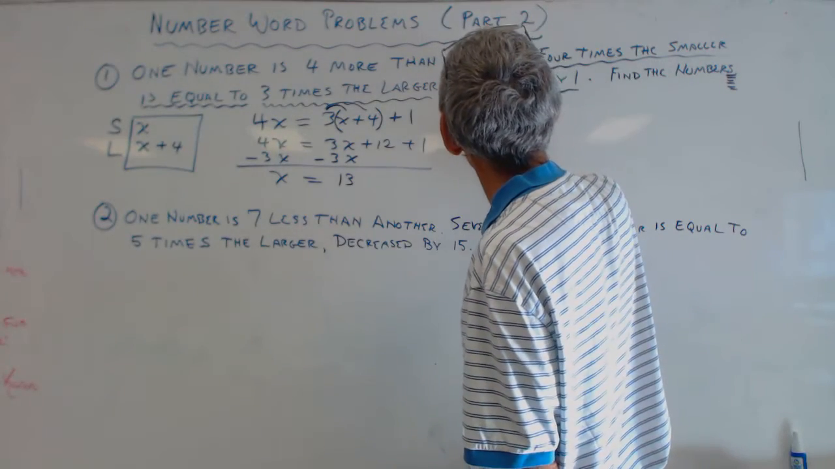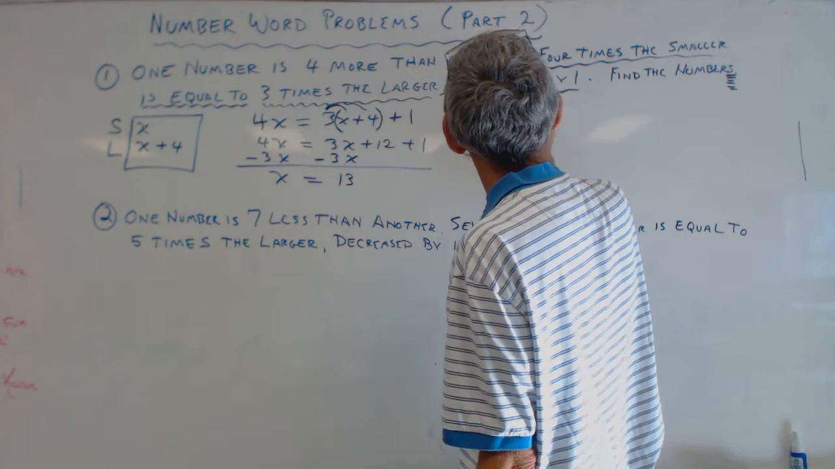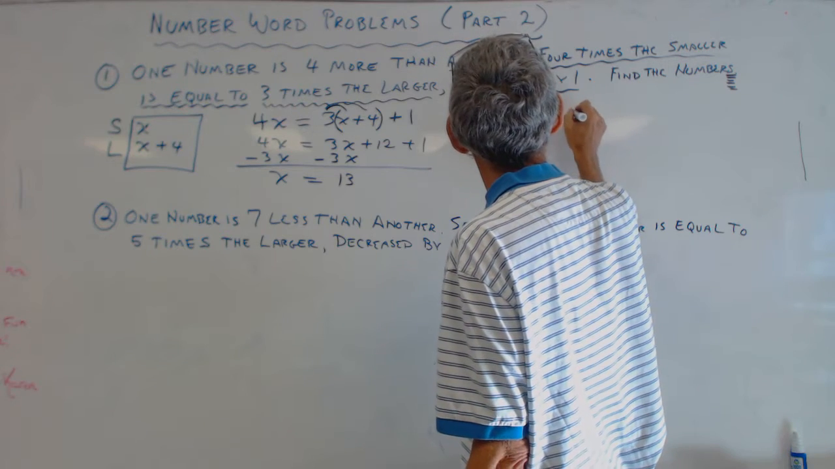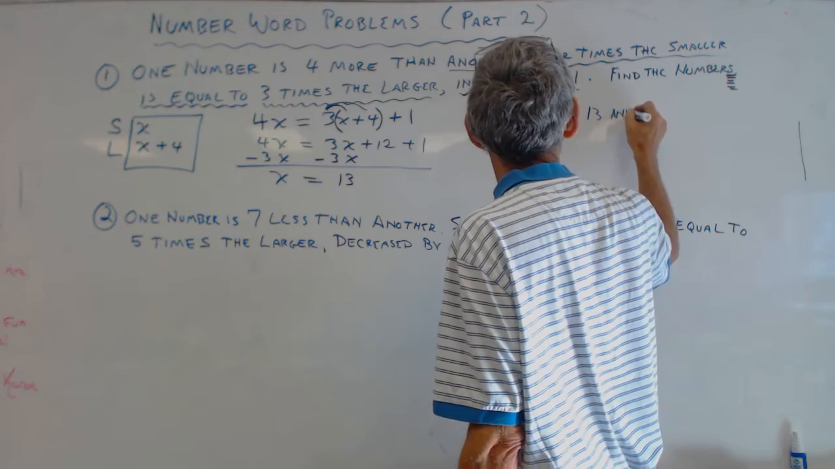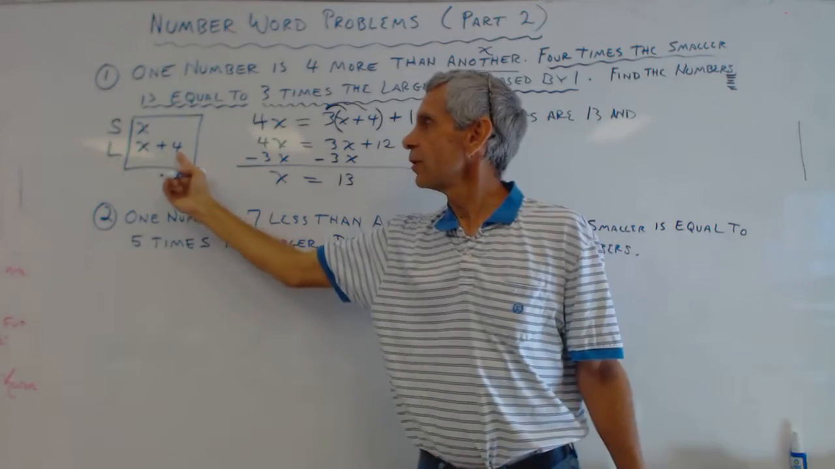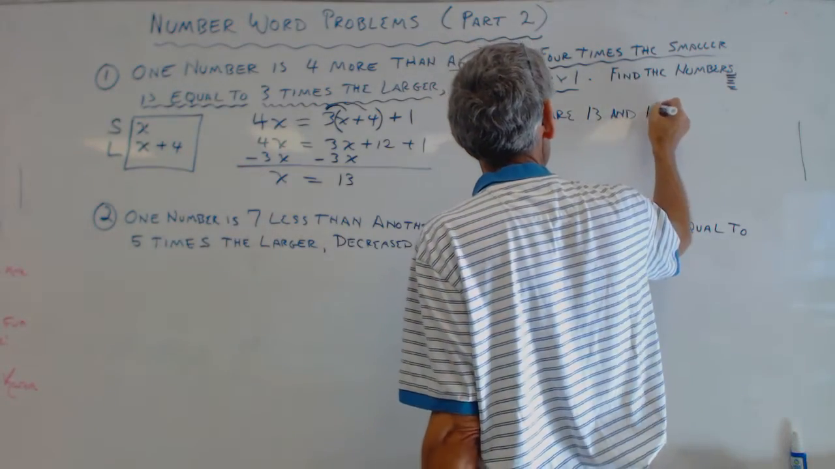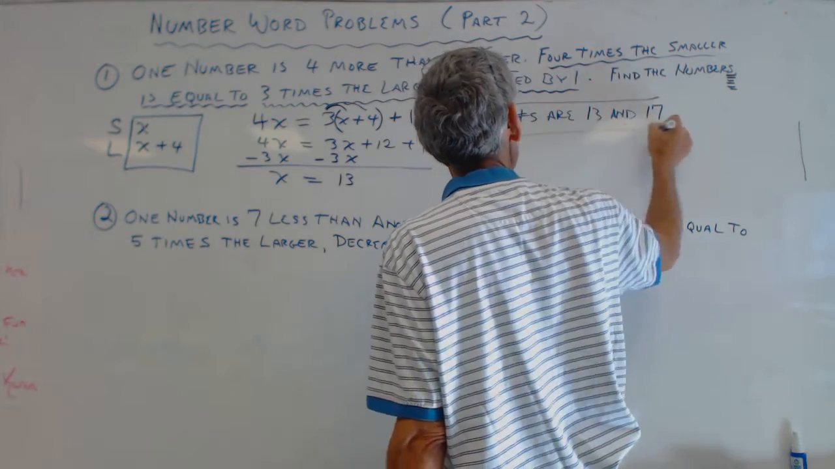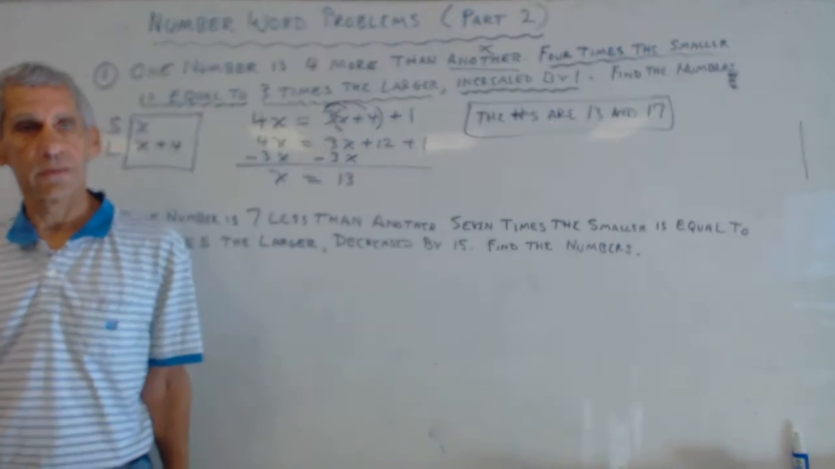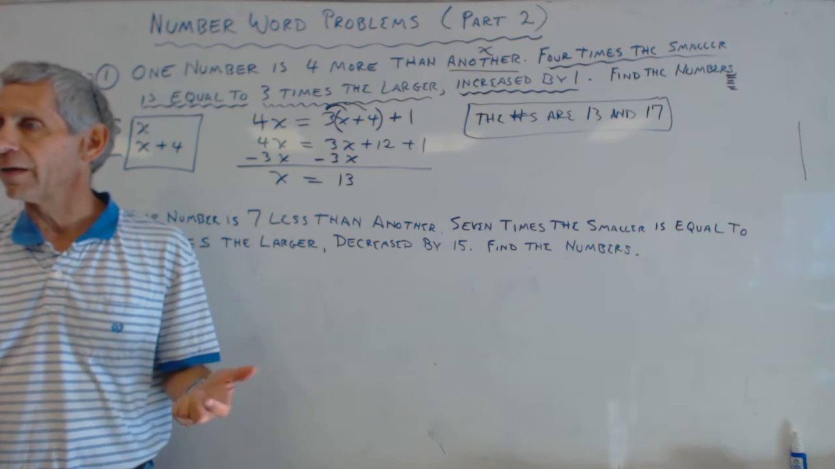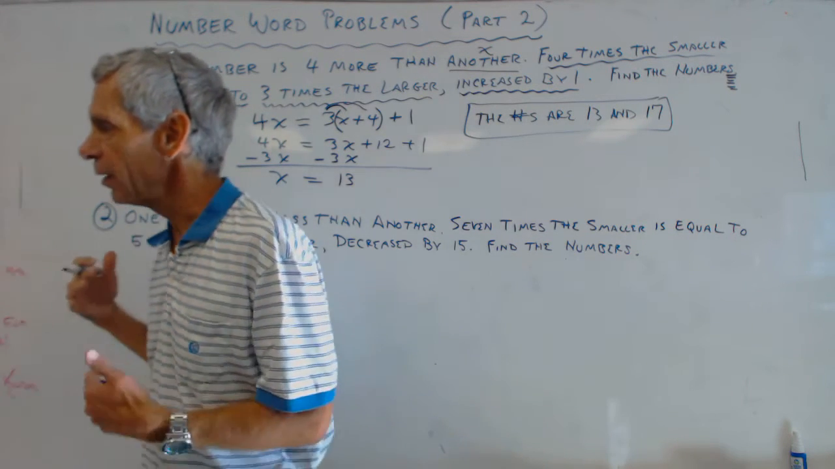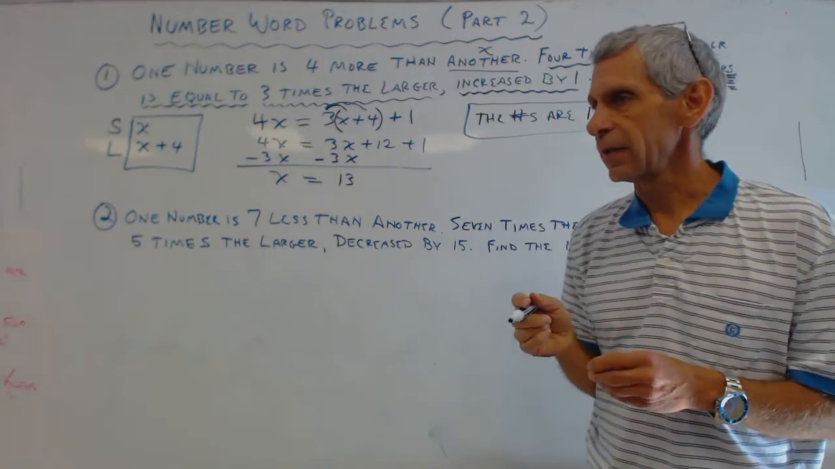So the numbers, I'm going to just go like this. Numbers are 13 and 13 plus 4, which is 17, right? Make sense? You guys see it? It's pretty easy, right? Once you understand the basis of how to do these, even when they're a little bit harder, it's not that bad. Does that make sense?